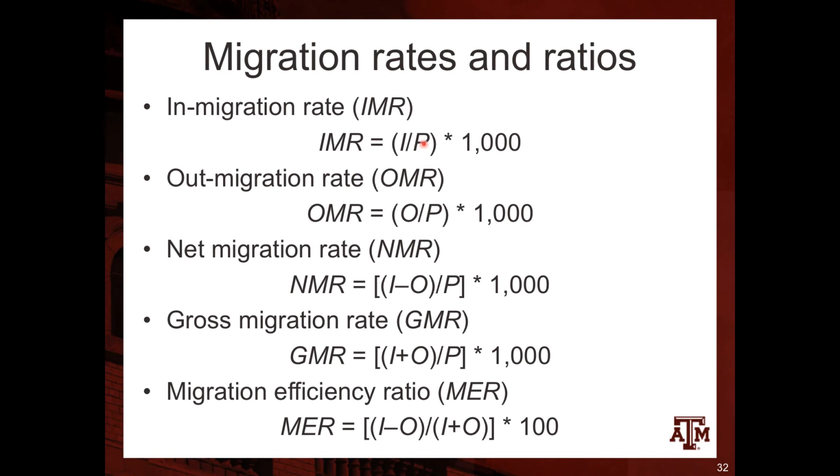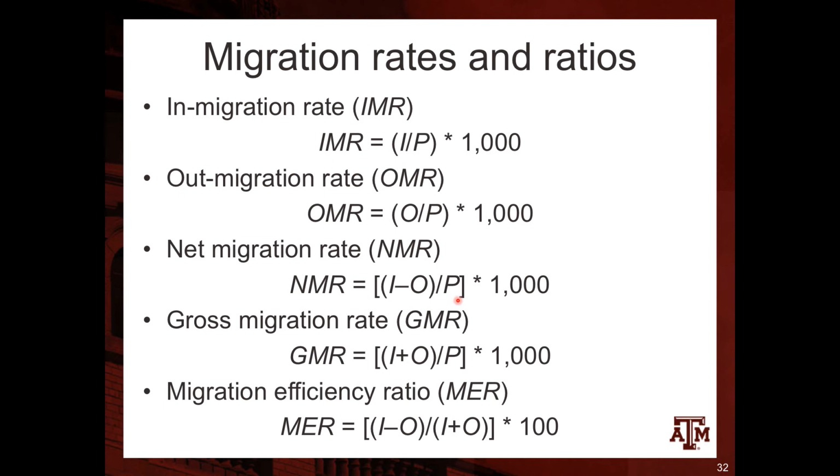That can be a county, can be a state, and so on. And the net migration rate is the number of in-migrants minus the number of out-migrants divided by the population, multiplied by 1,000. The gross migration rate, as we talked before in the chapter, is the number of in-migrants plus the number of out-migrants divided by the population times 1,000.